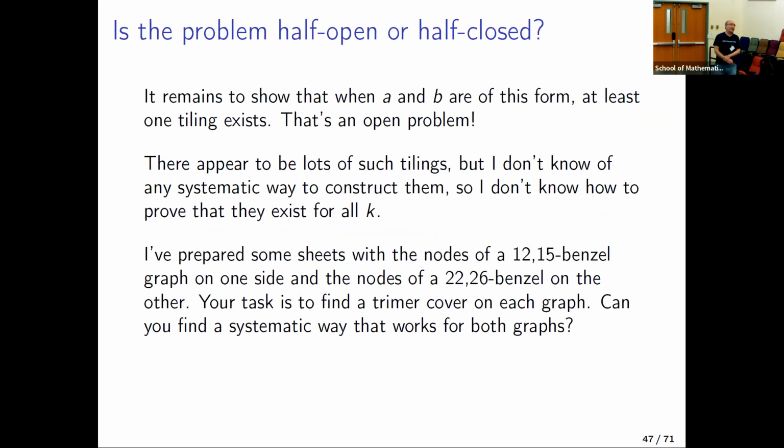Show that a certain quantity is at least 1. Okay, so there appear to be lots of such tilings. In fact, the number of them seems to grow exponentially in K to the 4th power, which is basically the area. That's kind of what you'd expect for a tiling model with some positive entropy: it should scale like an exponential in the area. So there appear to be lots of them, but I don't know how to construct any of them systematically. Anyway, you're going to help me. Maybe, I hope.